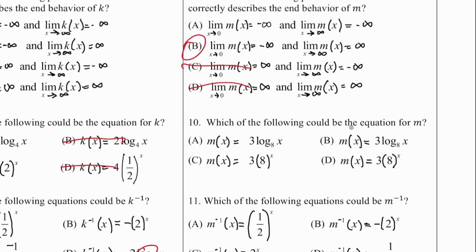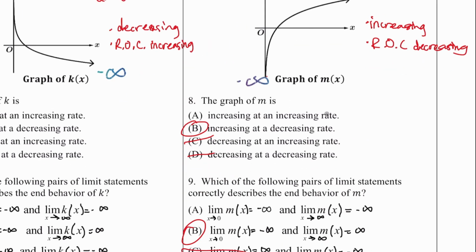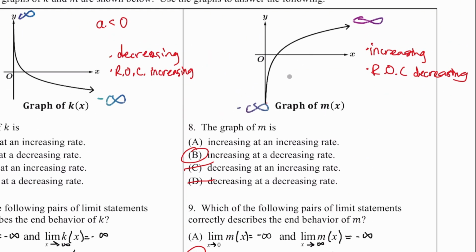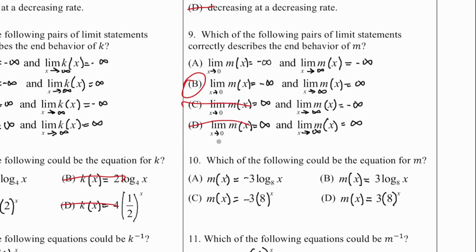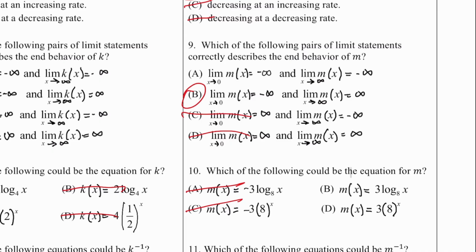All right. So now which of the following could be the equation for m of x? So we see our a should be positive, because this is increasing. Easy to remember: if it's increasing, then our number should be positive. If it's decreasing, our number should be negative. So a is greater than 0. So we know it's not A and C because those are negative numbers. So now we look at this. We're looking for a log equation. So it's not D. So our answer is B.